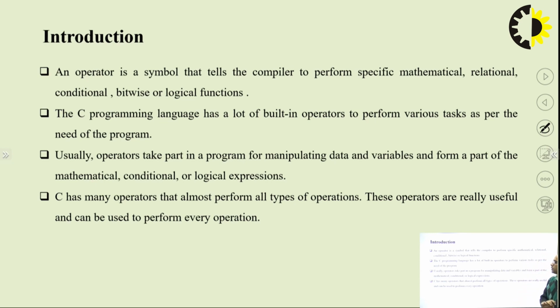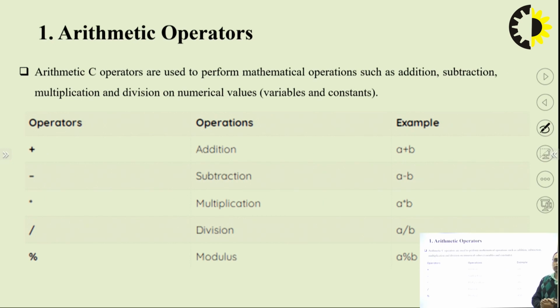Usually operators take part in a program for manipulating data and variables, and to form part of mathematical, conditional, and logical expressions. C has many operators that perform almost all types of operations, and these operations are really useful. For different types of operations there are different types of operators, and we will see them one by one. At first we will see the arithmetic operators.